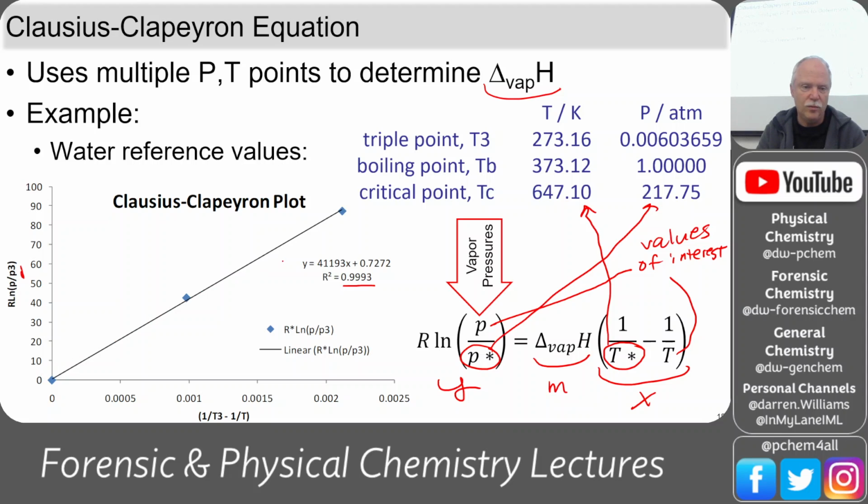Let's see, I guess 1 over 273 would be... no, let's see. It's hard to figure this out. So this is the triple point temperature and pressure. So this would be the 273, and this is 647 Kelvin. It fits really well across that whole range, and that's pretty impressive.